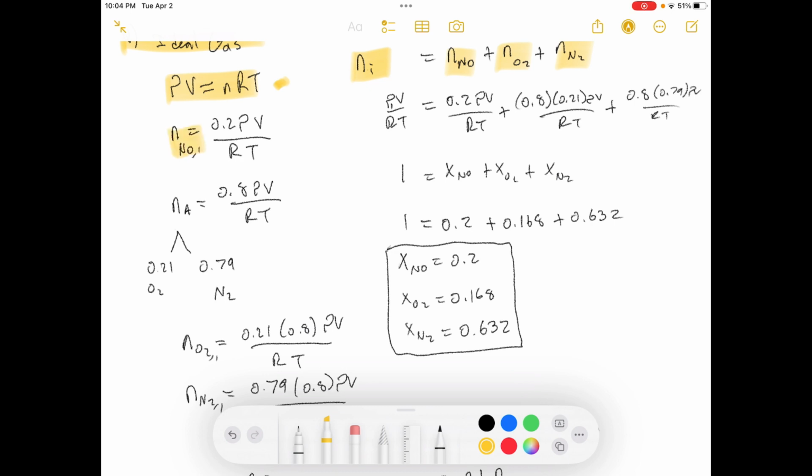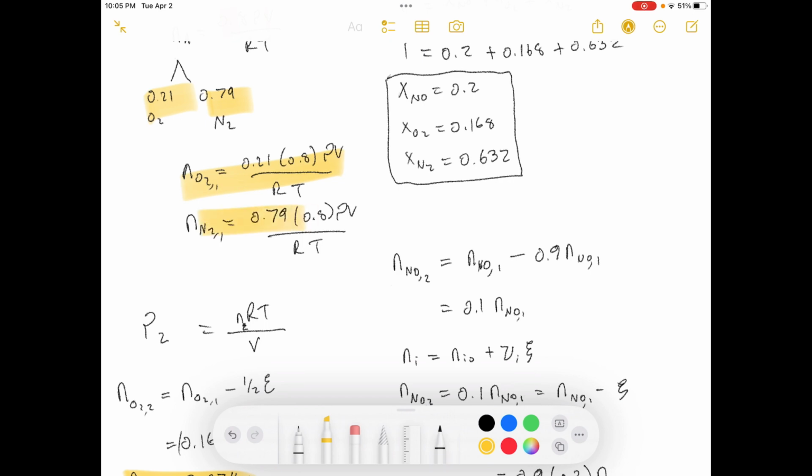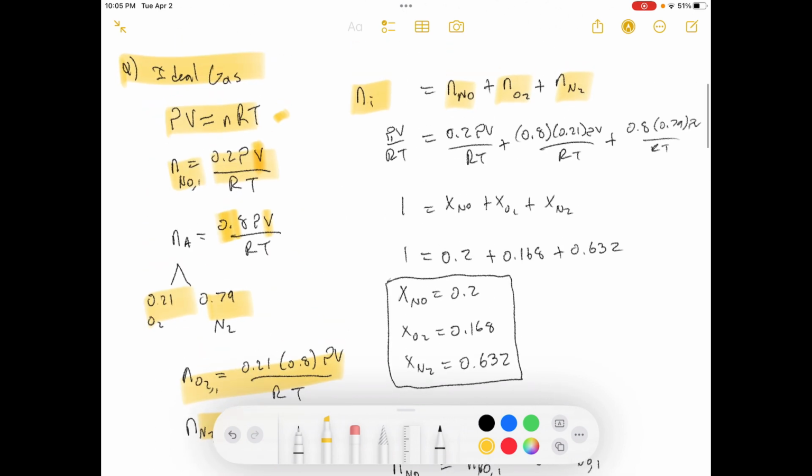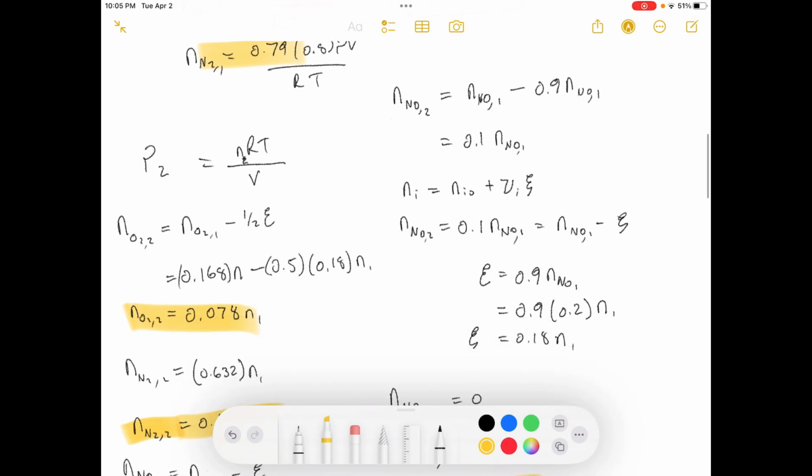First things first, we started off with nitrogen oxide. The initial amount of moles is equal to this: 0.2 times the volume, and 0.8 times the volume for air. We need to split that up into oxygen and nitrogen, and we do that here. Then we plug all of the variables into this equation. PV over RT just ends up canceling out, and you end up with your mole fractions corresponding to each of these values. So that's what those mole fractions are. That's the initial thing that they asked us.